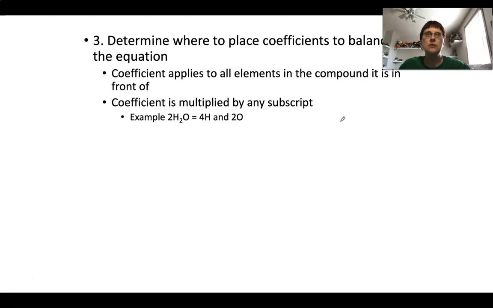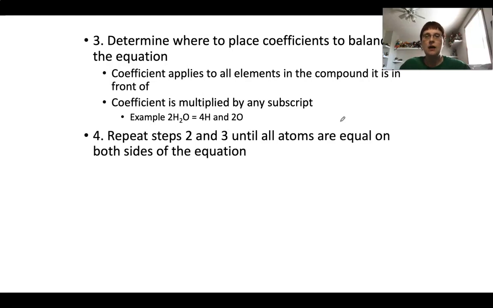So we need to figure out where to put different coefficients. Sometimes it's just a guessing game. And so you keep doing steps 2 and 3 until you get all of the atoms equal on both sides of the equation. So we've got this one with methane. I went ahead and balanced it. So let's see if it is actually balanced.